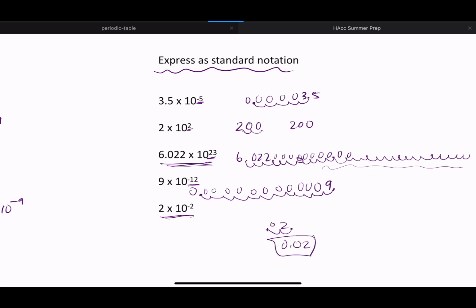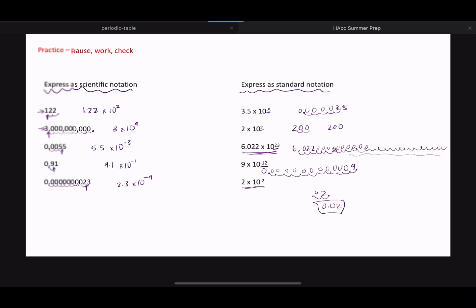All right, so again, we need to be able to put numbers into scientific notation and take them out of scientific notation. We need to understand that positive exponents mean large numbers greater than 1, and negative exponents mean small numbers less than 1.